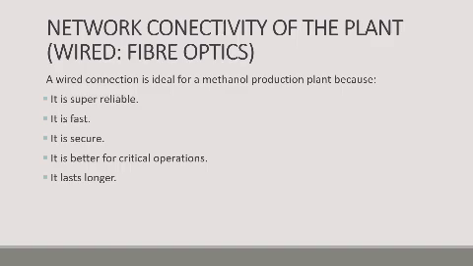Also, it is fast in that it is perfect at handling all the real-time data from sensors and control systems without delay. It is secure, meaning that it is harder to hack as compared to wireless network since physical access is required for usage. And also it is better for critical operations. Things like emergency shutdown and automated controls need instant response with no room for lagging. And finally, it lasts longer. Once it is set up, it rarely gives trouble and doesn't require much maintenance.